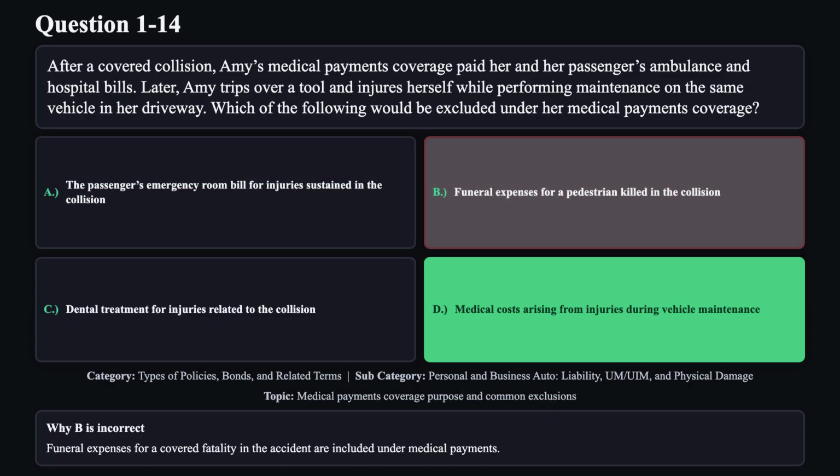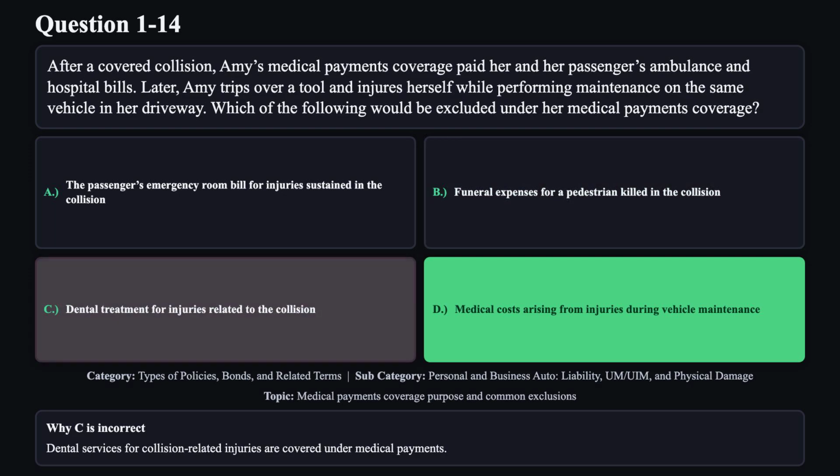Reason B is not correct. Funeral expenses for a covered fatality in the accident are included under medical payments. Reason C is not correct. Dental services for collision-related injuries are covered under medical payments.